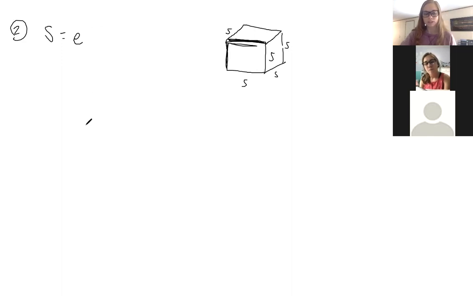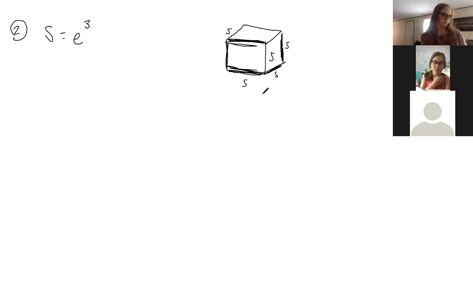So the surface area of a cube is going to be E cubed. That's saying multiplying, here's my base, my length times my width, or S times S, S squared, times the height. Oh, no. I'm thinking of volume. I'm sorry. Wrong formula. That's for volume.